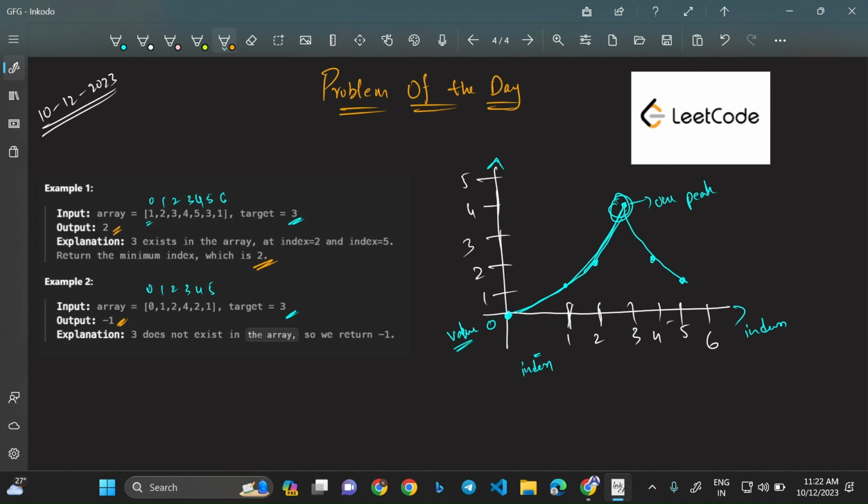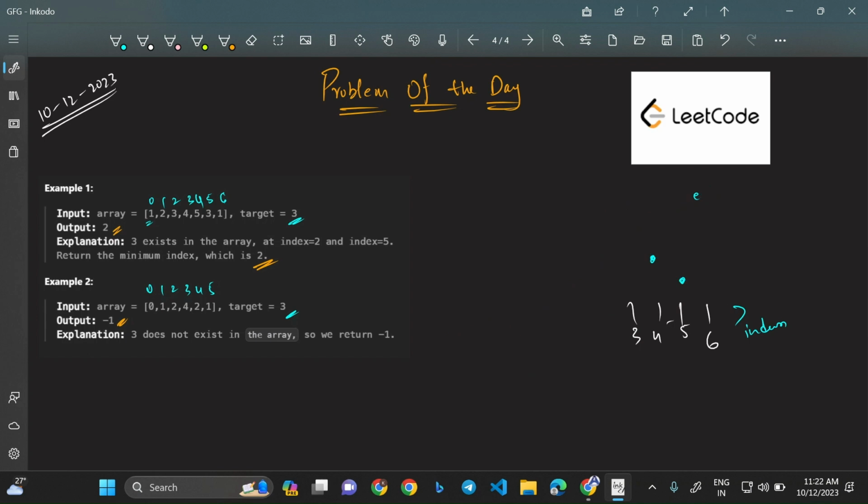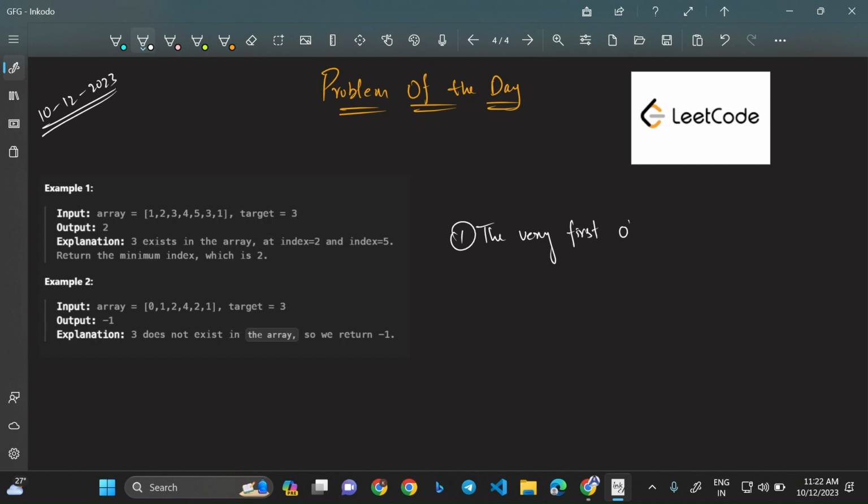So how are we going to do it? What is the main important observation that we need to make? I hope you understood the question. What do they mean by the so-called mountain array, and how do we understand it? What is the logic behind this? How do we make use of the properties? The very first observation is that there are two segments, left segment and right segment.